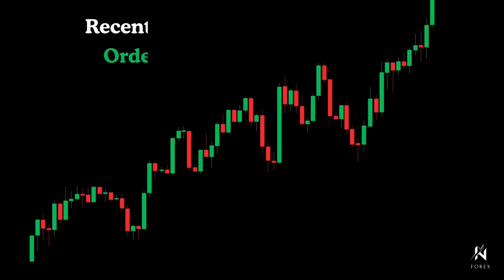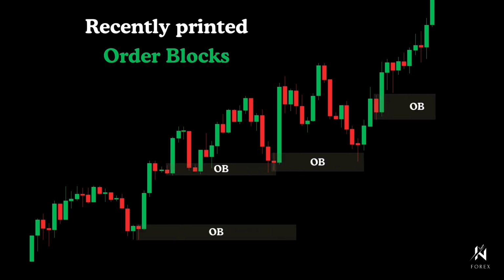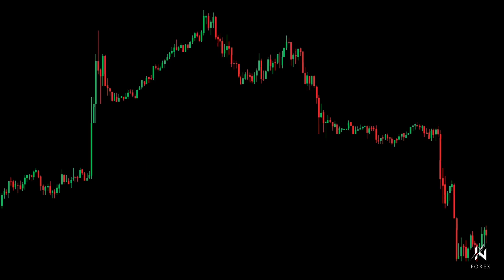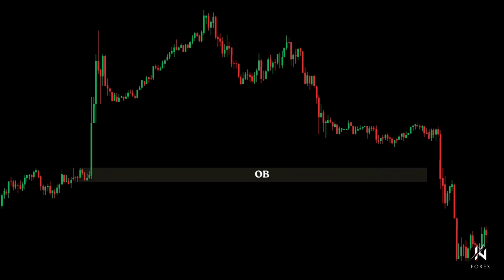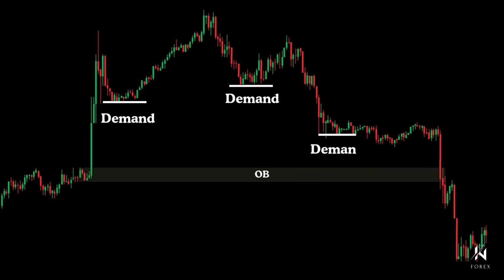Take this euro-dollar example. When the market is clearly trending, notice how frequently it forms fresh order blocks, respects them with clean rejections, and then keeps driving in the same direction. On the flip side, check out this example. There's a valid order block zone, but before price even touches it, the market has formed multiple demand zones and broken through them to the downside.